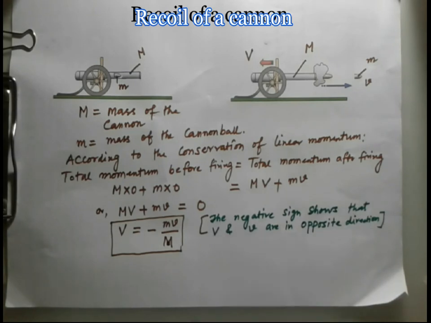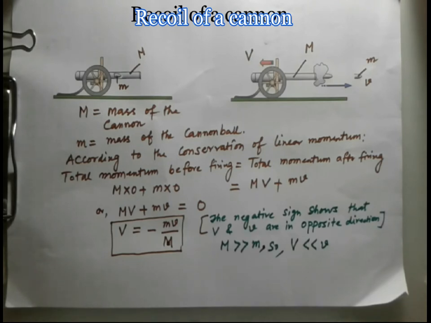So now you can say the cannon gives a kick in the backward direction, or the cannon recoils with the velocity capital V. As you know, the mass capital M is much greater than small m. So capital V will be less than small v. That is, the recoil velocity of the cannon is much smaller than the forward velocity of the bullet.